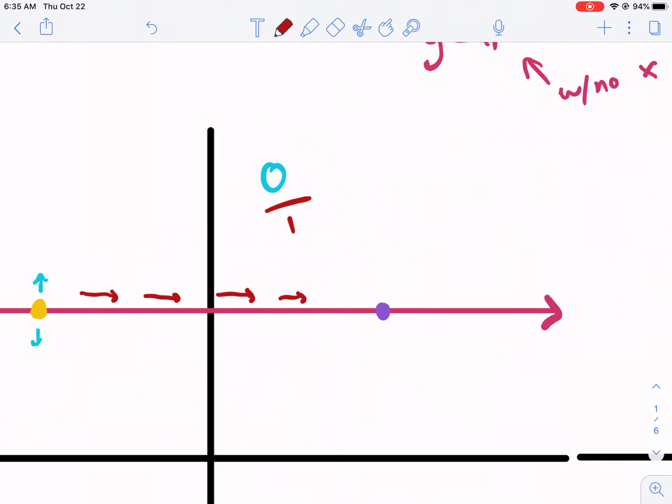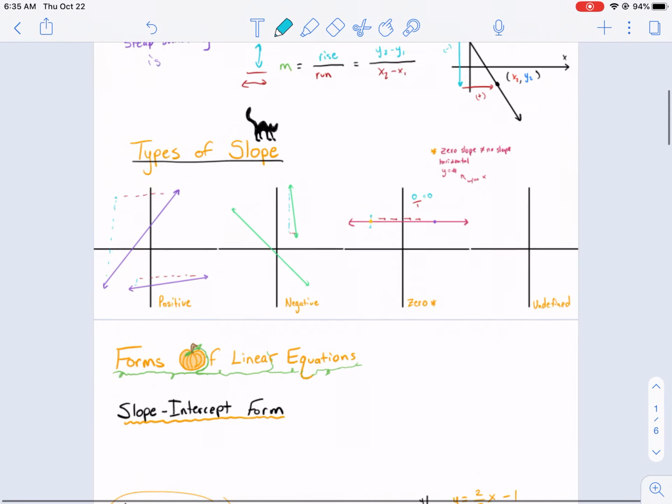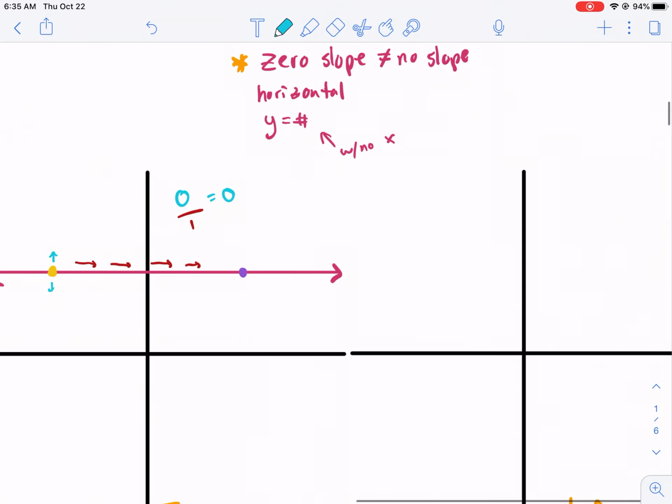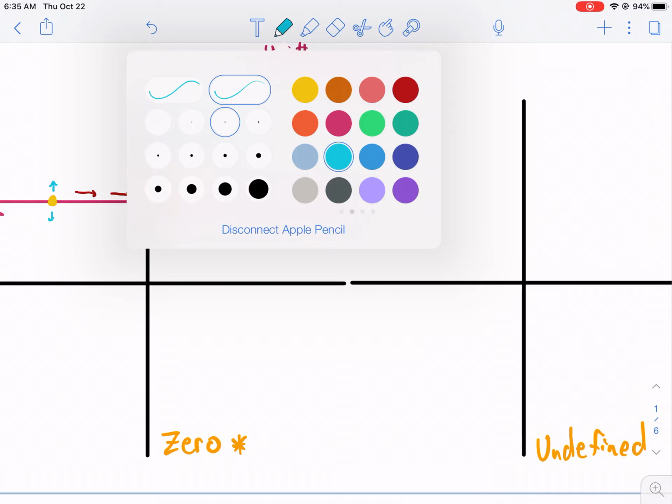Let's go to undefined. I'm kind of annoyed that I can't, it's right up against the edge. That's why. I was trying to get to the right.